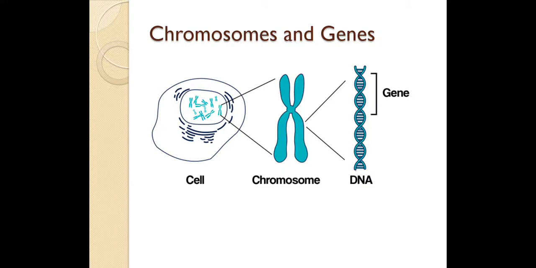Now as you can see in the diagram over here, there is a cell, and inside the cell you can see some colored structures. The part where the colored structures are present is actually the nucleus, and these colored structures are chromosomes. So in today's lecture we are going to talk about chromosomes, and also we will discuss genes.